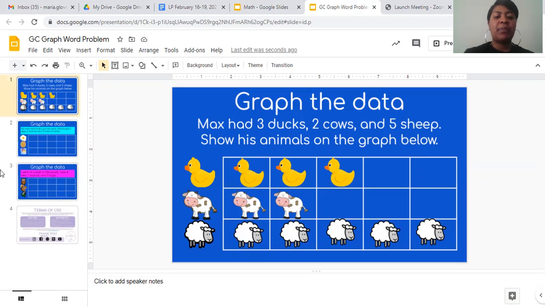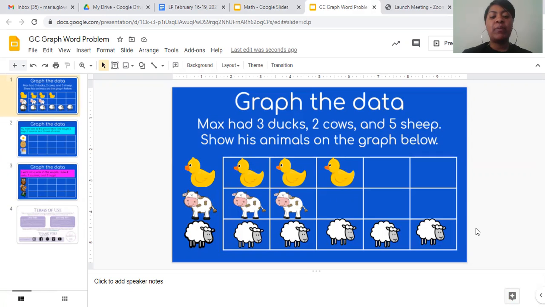How many animals does Max have in all? If I say the words in all, that means I'm going to count all of the animals that Max has. So if I count all the animals that Max has, how many do I have? 1, 2, 3, 4, 5, 6, 7, 8, 9, 10. Very good. Now, remember, if I say how many more or how many fewer, that means that I am going to subtract. And when I subtract, I take away. That means that my number gets smaller.